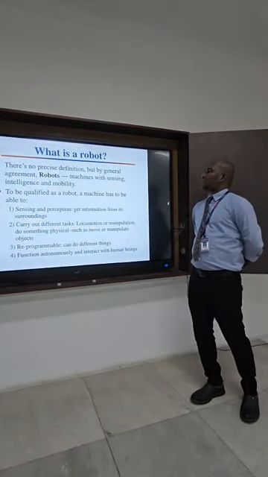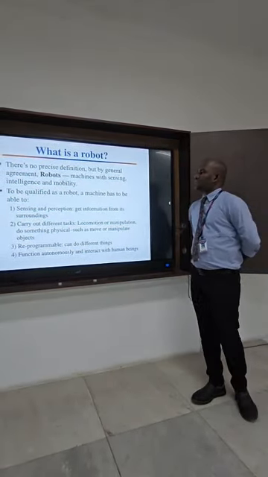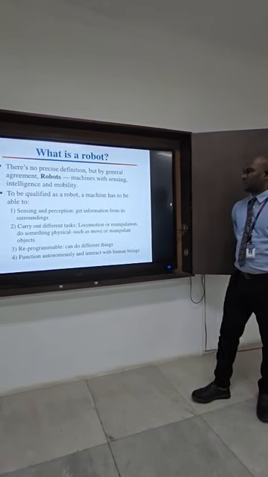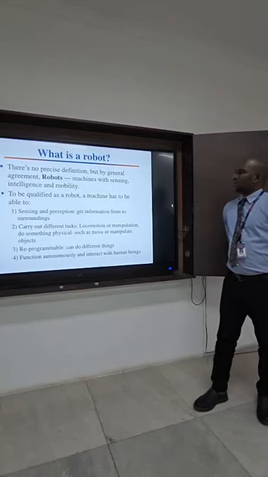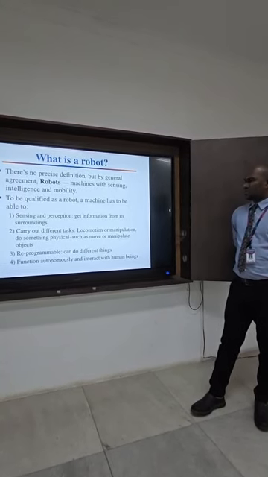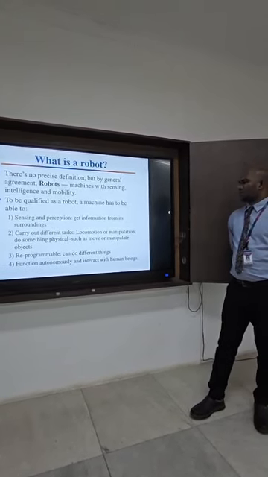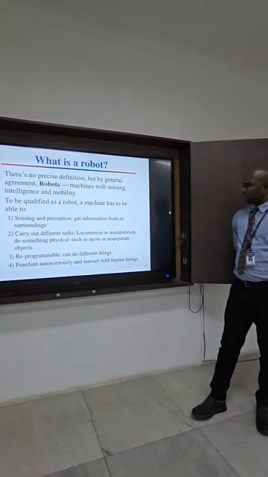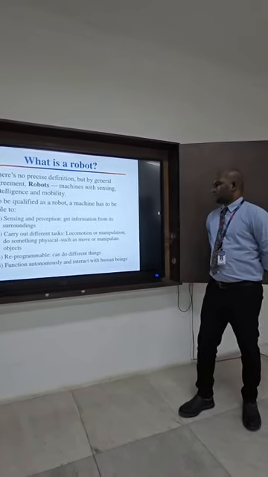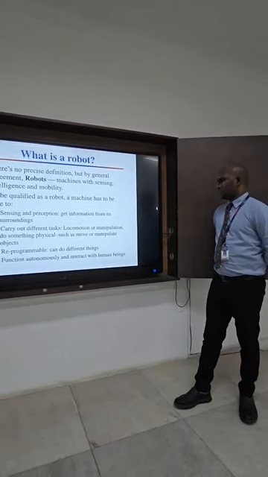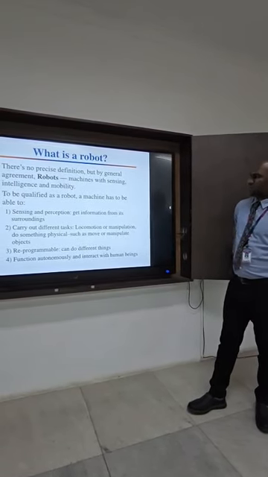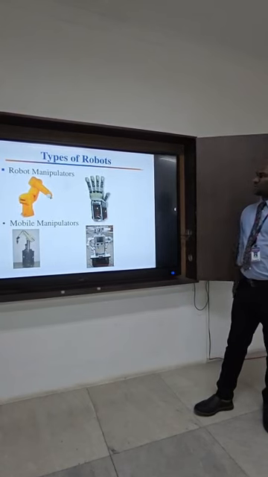Next, what is meant by a robot? There is no precise definition, but the general agreement is that a robot is a machine with sensing, intelligence, and predictability. The robot can sense and find out what is going to happen using sensors, and get information from its surroundings. It performs different tasks like locomotion and manipulation, and does something physical, such as moving and manipulating objects.